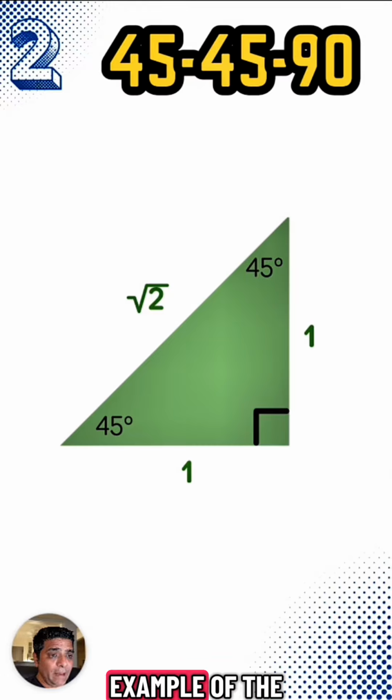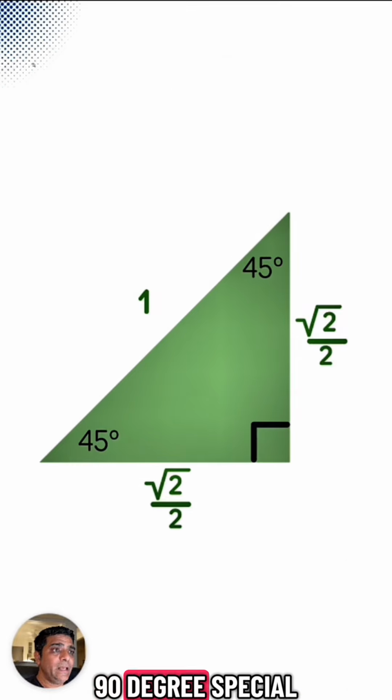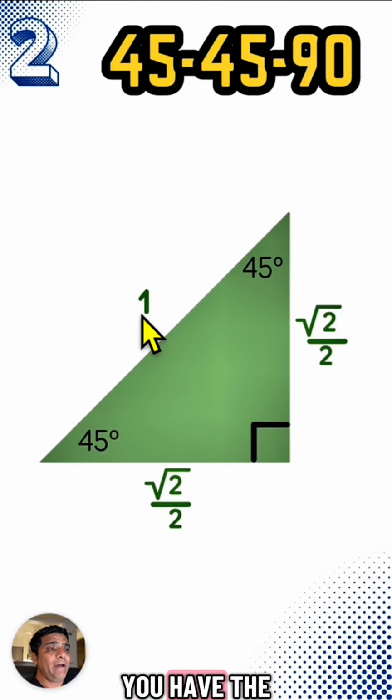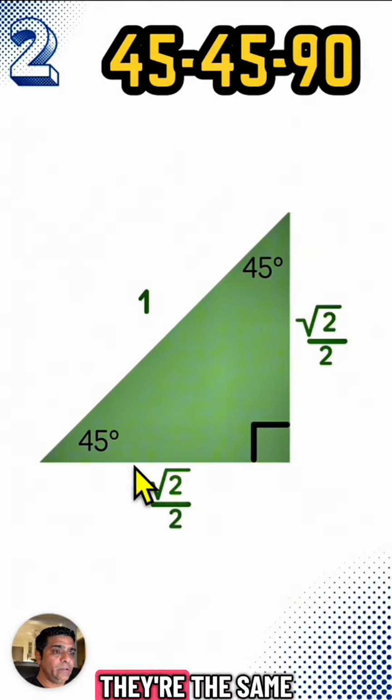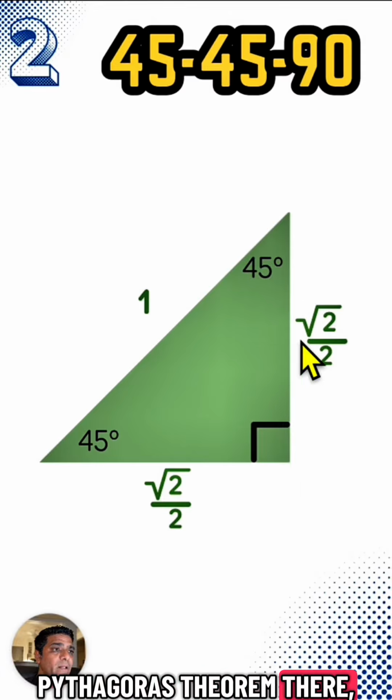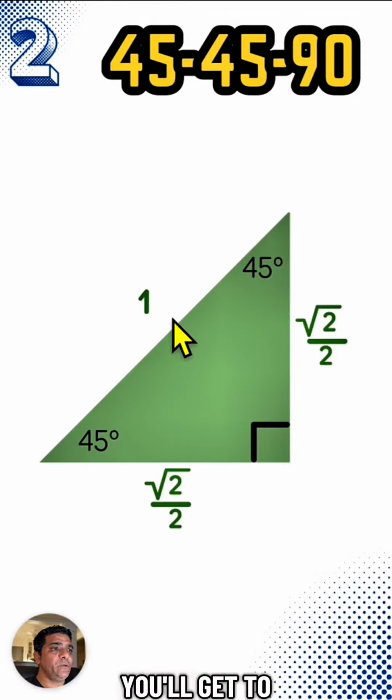So let's look at one more example of the 45, 45, 90 degree special triangle. And then if you have the hypotenuse as 1, then the other sides are going to be root 2 by 2 and root 2 by 2. They are the same in length. Now, if you were to do Pythagoras theorem, that square this and add them, you'll get to 1.